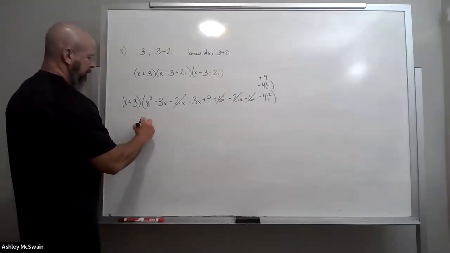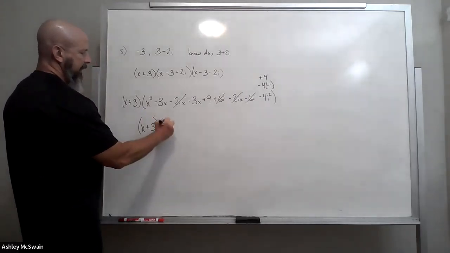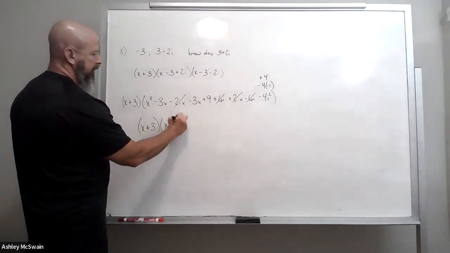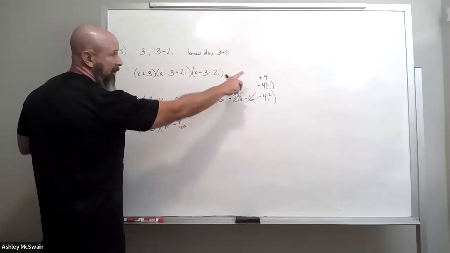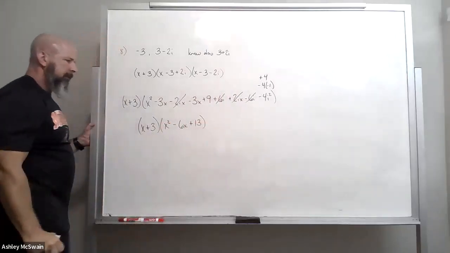So now here comes my x plus 3. And let's get our terms together. We got x squared. Let's see, -3x and -3x is -6x. 9 plus 4, 13.